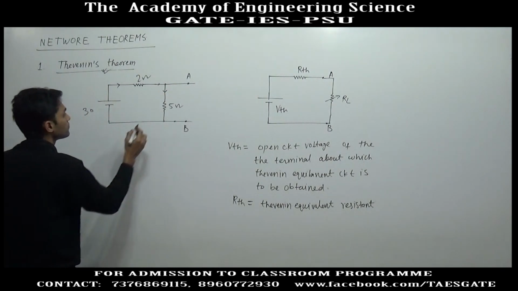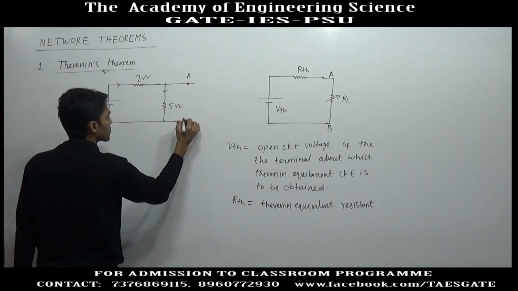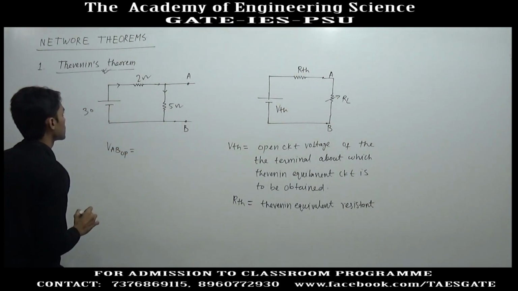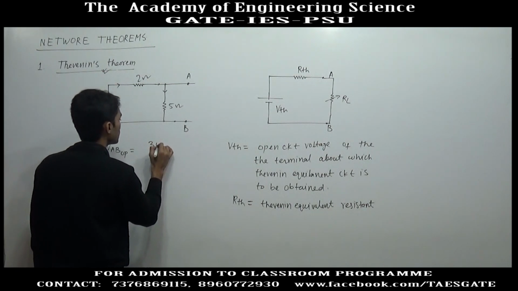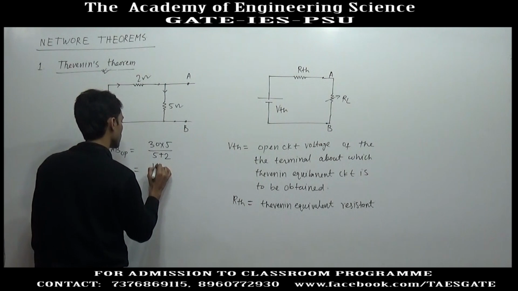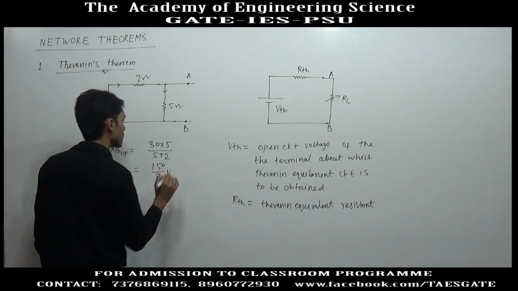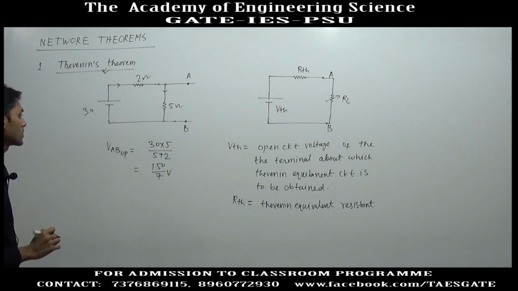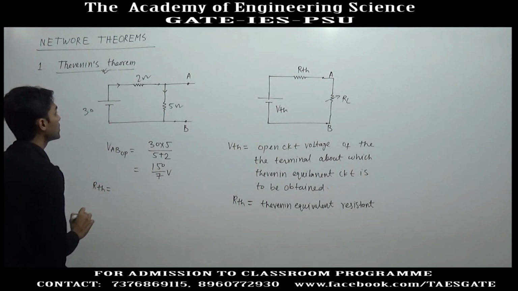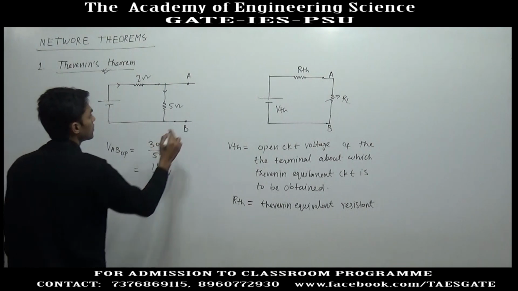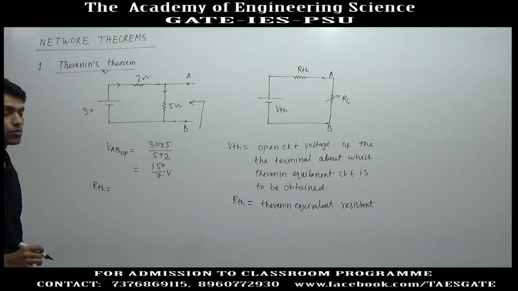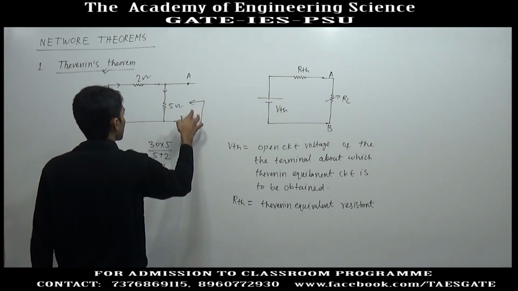Now solving this circuit is very easy. The voltage VAB open circuit is equal to 30 into 5 divided by 5 plus 2, which is 150 by 7 volt. Now if you want to find RTH about these terminals, RTH is the resistance seen through the terminals A and B.